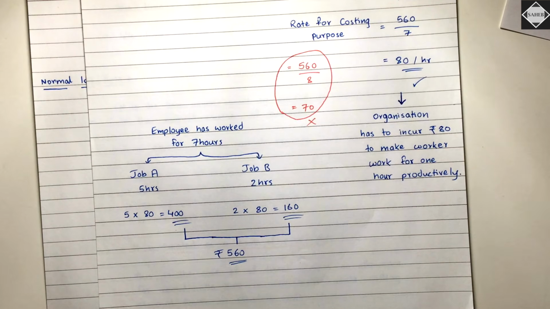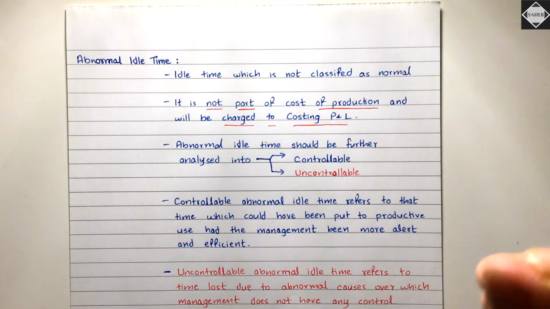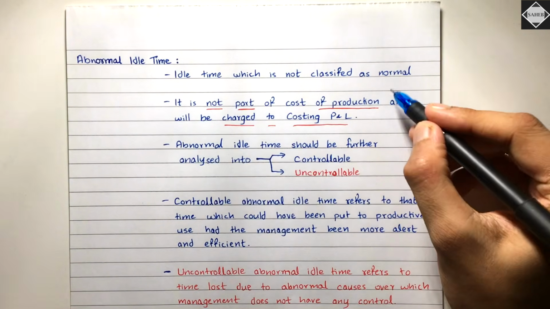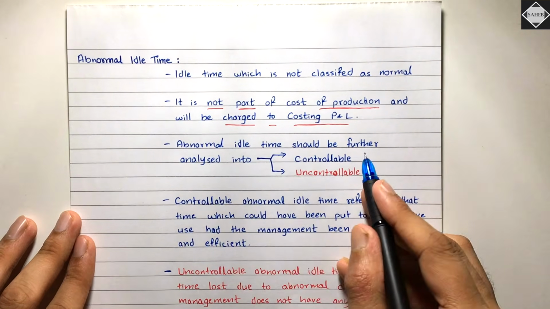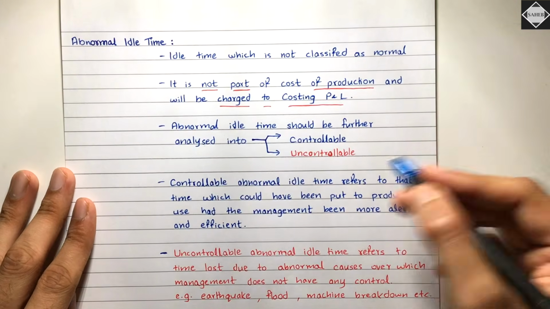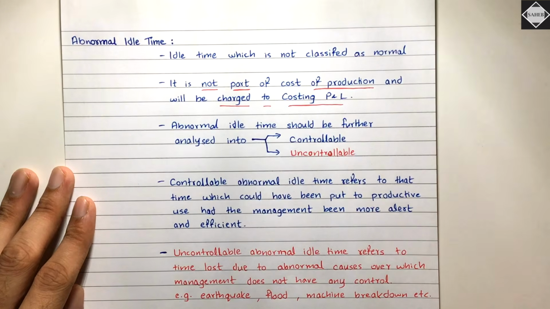Right. Now we have to understand abnormal idle time. So let's just do that. Abnormal idle time is really simple. The idle time which is not normal, which is not classified as normal, is called abnormal idle time. Simple and straightforward. Abnormal idle time should be further classified into controllable abnormal idle time and uncontrollable abnormal idle time.